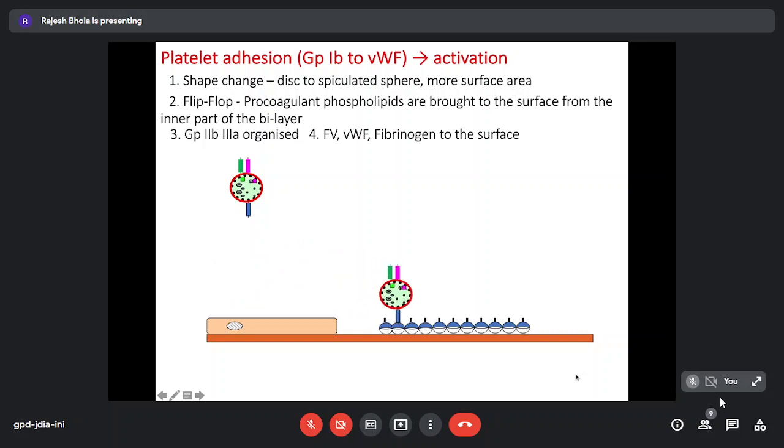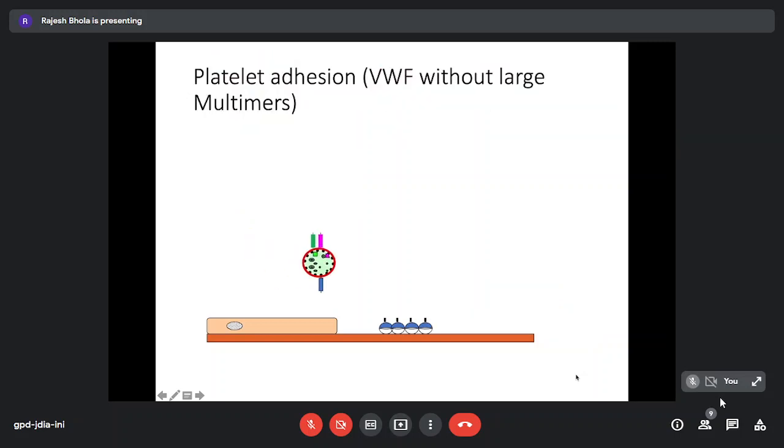And there is a flippase and floppase mechanism by which the platelet gets activated, and your glycoprotein 2B3A is reorganized. The glycoprotein 2B3A of two platelets come in contact with each other, and they are connected by the fibrinogen to form the platelet aggregation.